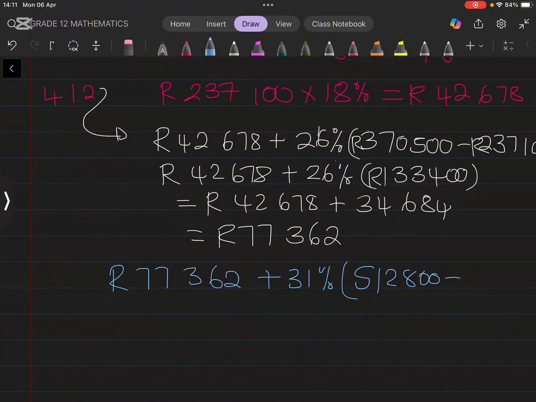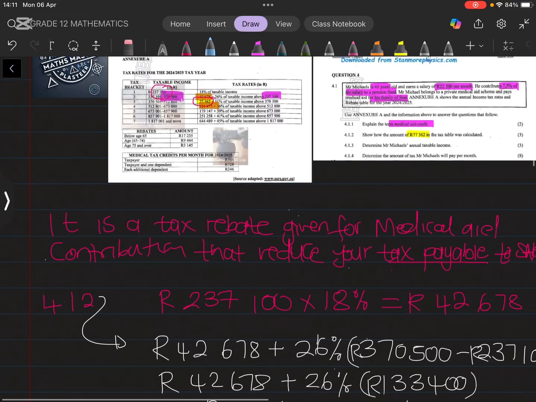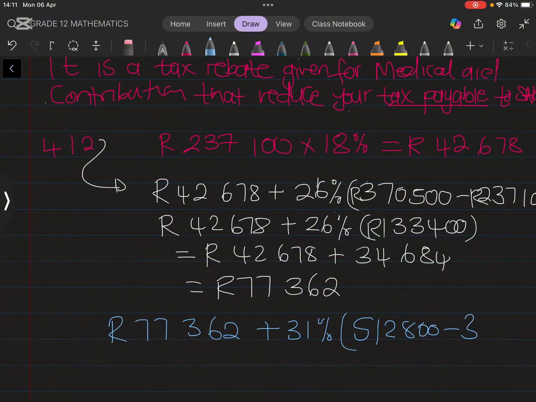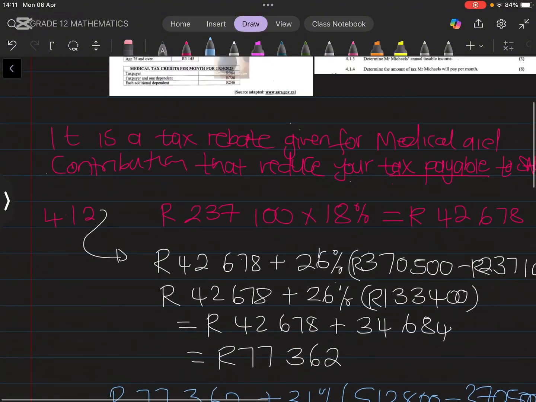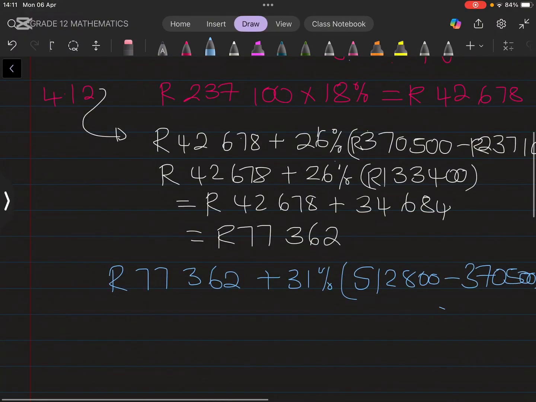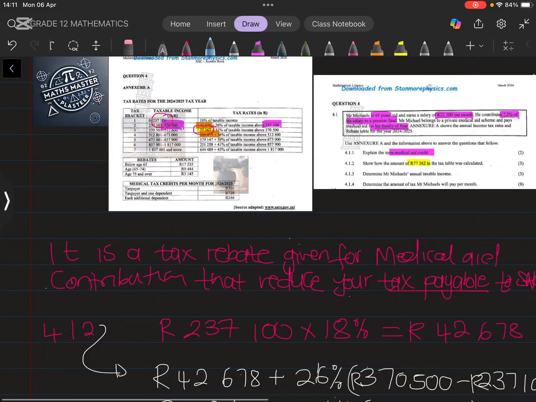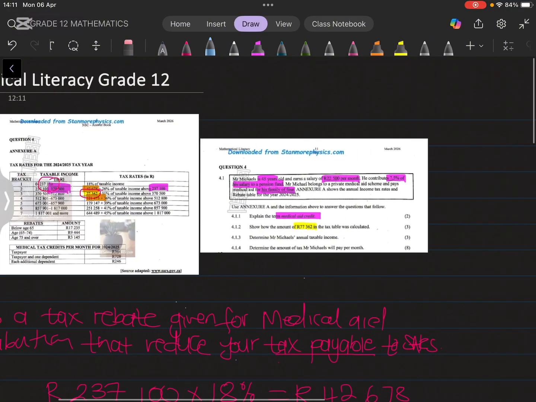512,800, and then you subtract 370,500. Then you're going to get the tax bracket 4. That's how you continue like that. Now you have shown how that 77,362 was calculated. Okay, let's look at another question.